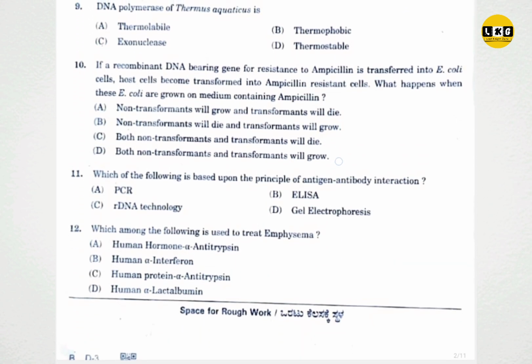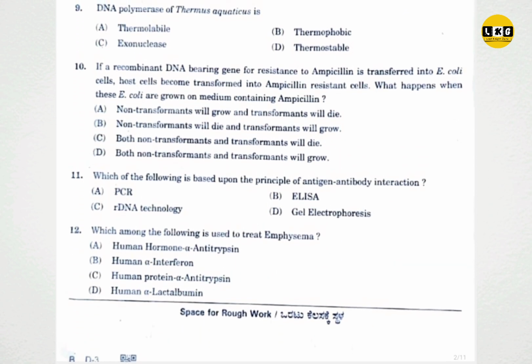Next, ninth question. DNA polymerase of Thermus aquaticus is. See, you all know Thermus aquaticus is used in PCR. Why is it used in PCR? Because it is stable at high temperature. It persists in the high temperature. Hence, Thermus aquaticus is thermostable. Option D.